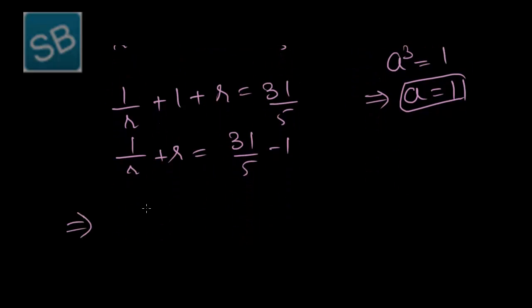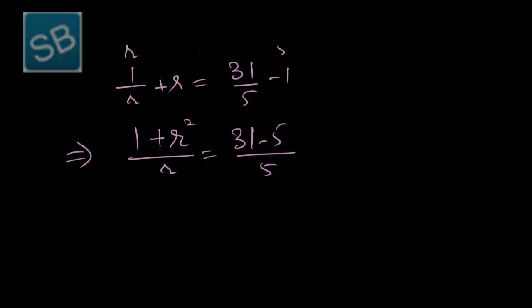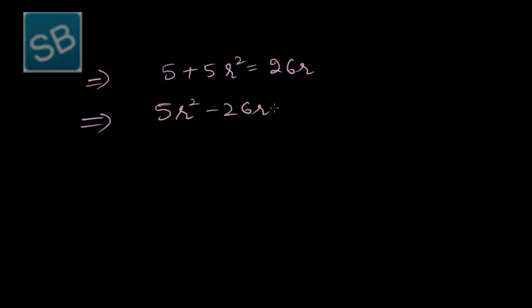That is, on taking LCM, we get (1 + r²)/r = (31 - 5)/5. So we get (1 + r²)/r = 26/5. Now we will make cross multiplication. That is, we get 5 + 5r² = 26r. That gives 5r² - 26r + 5 = 0.